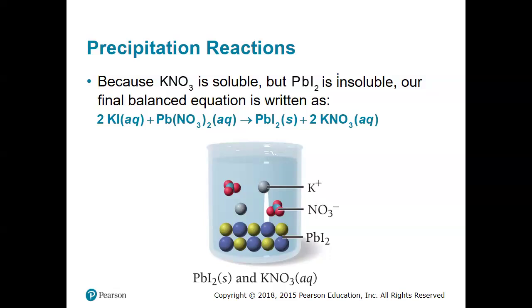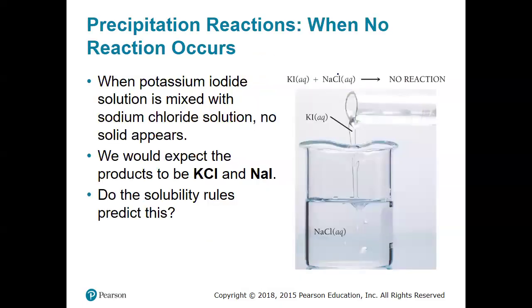Now let's look at a different kind of reaction. This time, we have the reaction between potassium iodide and sodium chloride. You can see when we mix those two together, they started as clear and colorless liquids. I mixed them together, and it's still a clear and colorless liquid.